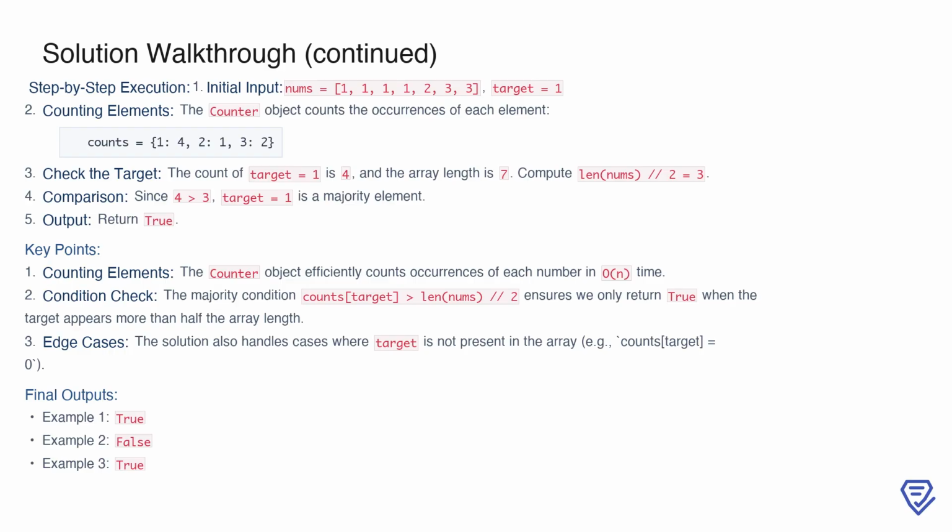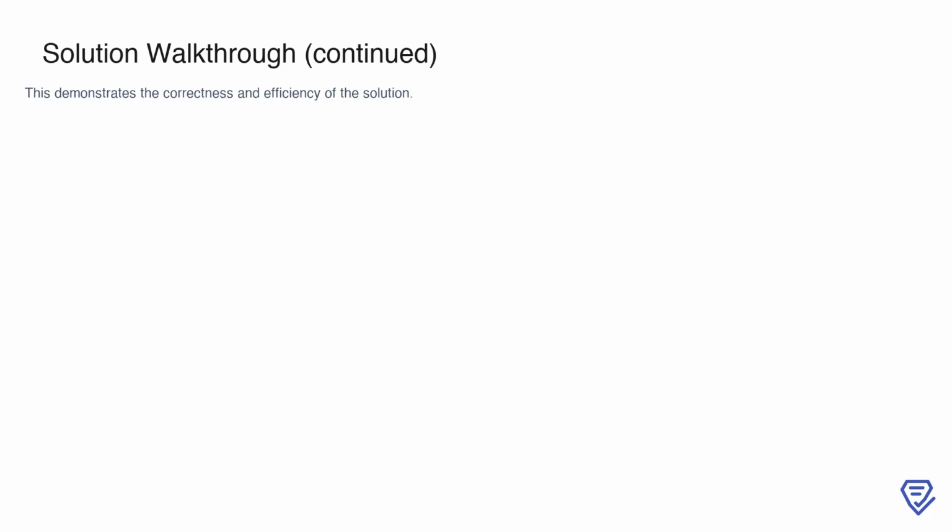To summarize the key points, the Counter object allows us to count the occurrences of each element in linear time, making the solution efficient. The majority condition, counts[target] > len(nums) // 2, ensures we only return true when the target appears more than half the length of the array. The solution also gracefully handles edge cases, such as when the target is not present in the array, by defaulting the count to 0. These examples demonstrate that the solution is both correct and efficient.